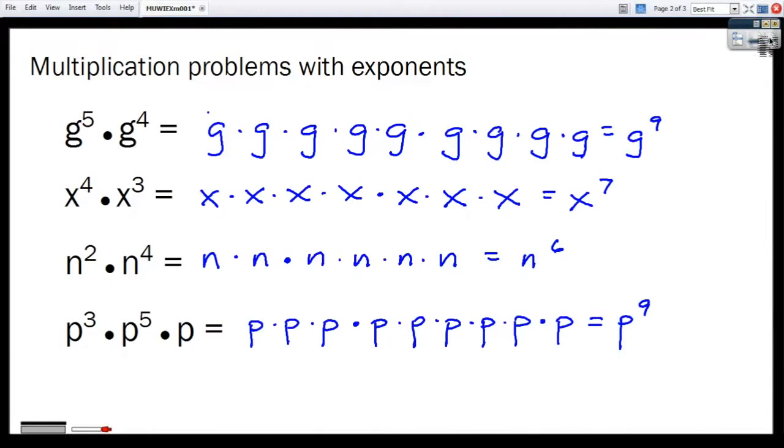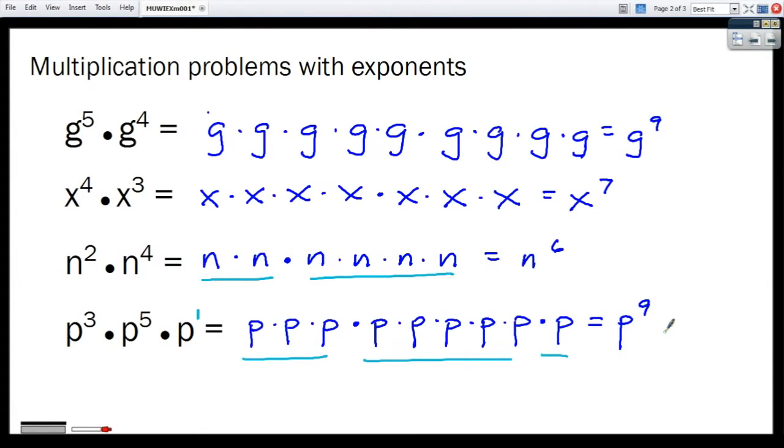Okay, so in the video, we took a look at multiplication problems with exponents, and hopefully this is what you came up with as you finished your work. You were asked to do these last two, and so n to the second times n to the fourth, we should have gotten n to the sixth. And then here, just being careful that p is p to the first power, we would get p to the third, p to the fifth, and p to the first. Translate that all together, and it's the variable p to the ninth power.